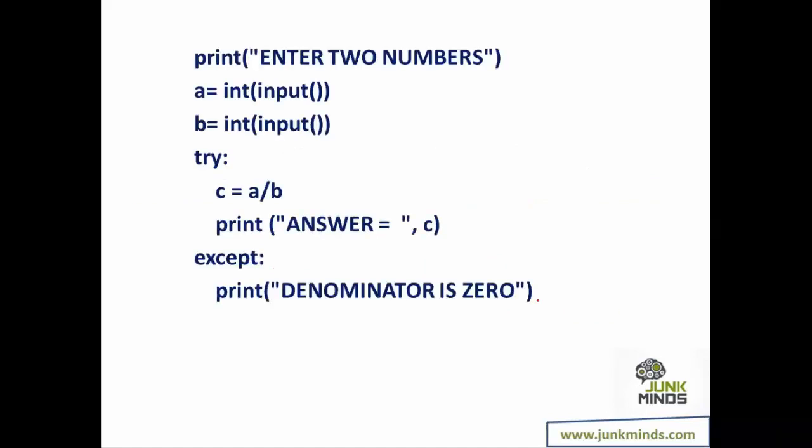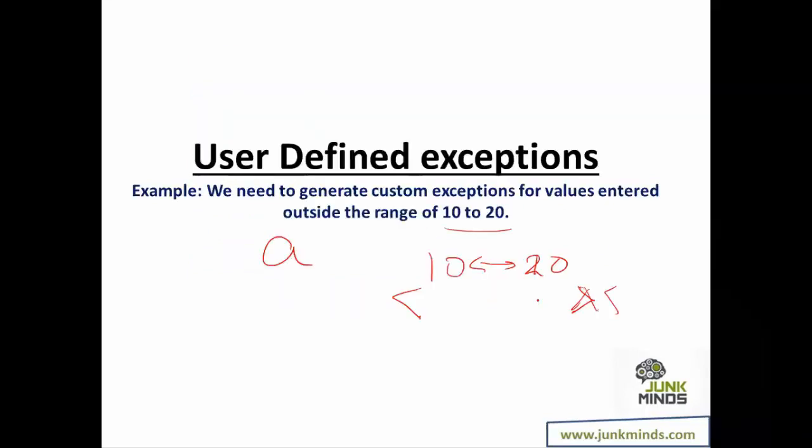Now, how do we do this? Understand, this is the custom requirement of my program. Only if the value is between 10 and 20, I'm going to accept that value. If the value is less than 10 or greater than 20, I'm not interested in accepting those values, but I need to generate an exception. Obviously, the Python system doesn't know the custom requirement of my program. So now we'll see how we can actually generate it.